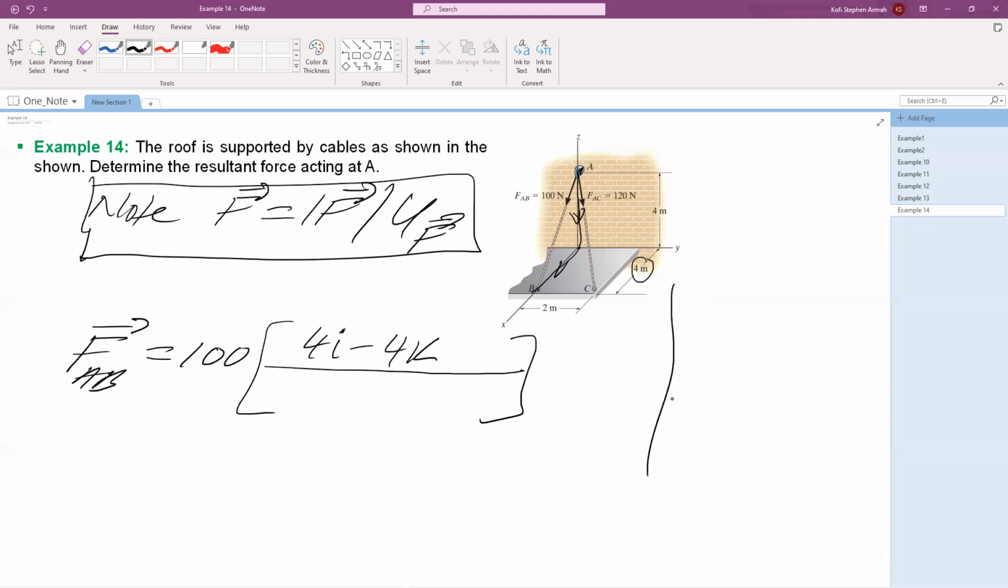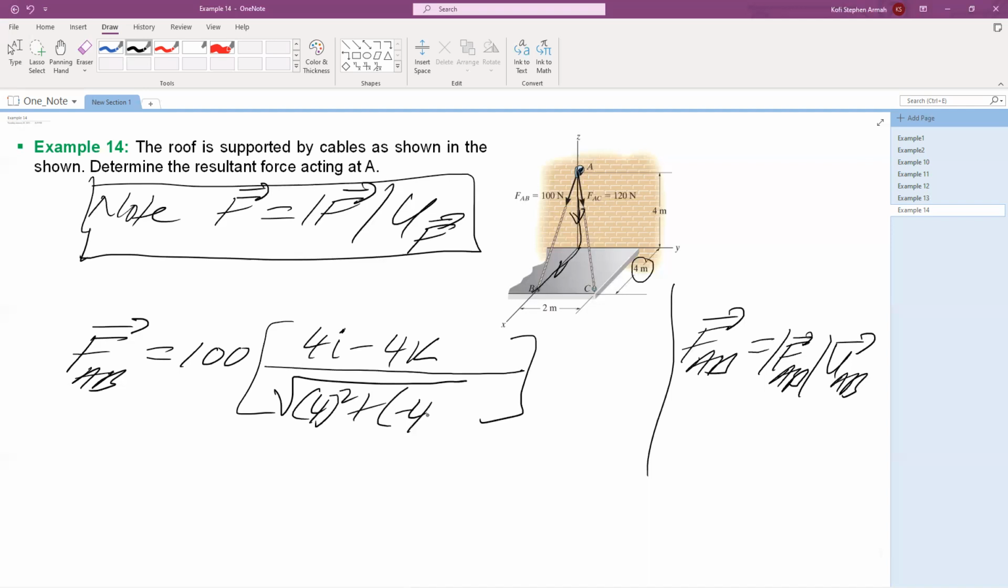If you didn't get that, FAB equals the magnitude of FAB times the unit vector in that direction, and I'm using the displacement. That's exactly what I'm doing. And this will end up being over the square root of 4 squared plus negative 4 squared. Neatly done. So two steps to express the forces. The square root of 4 squared plus 4 squared is 4 root 2.